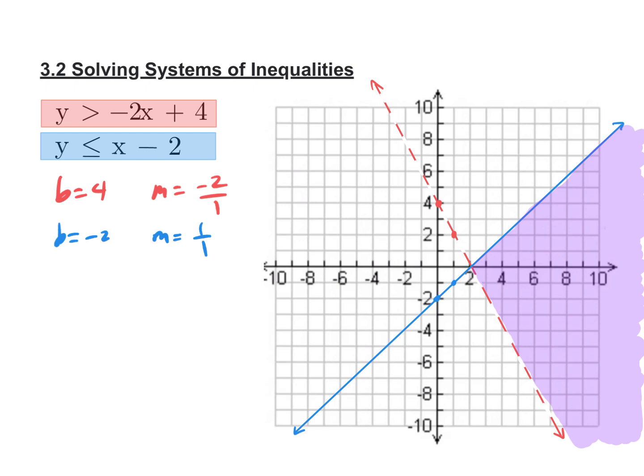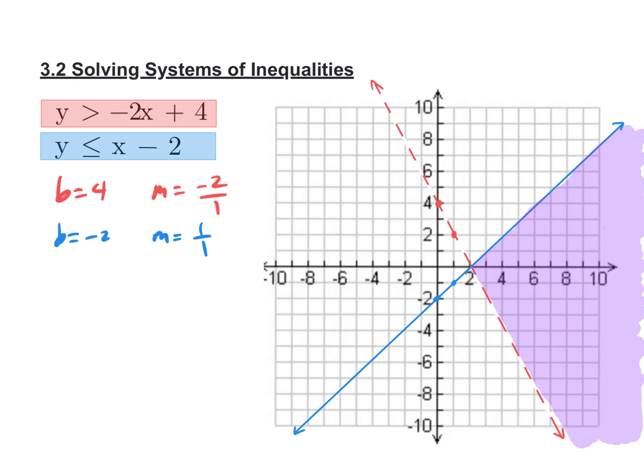Okay? The graph is the solution. Every single point over here, you'll get a true statement out of both of them. So for example, if I plugged (10, 2) in, this would be 2 greater than negative 20 plus 4, that's negative 16. 2 is greater than negative 16. That's true. If I plugged it in here, this would be 2. 2 is less than or equal to 10 minus 2, which is 8, which is also true.